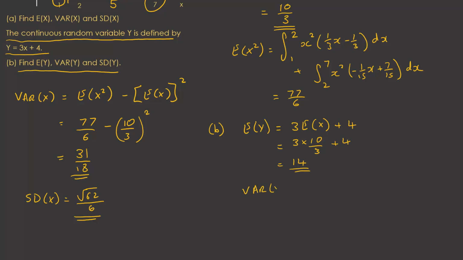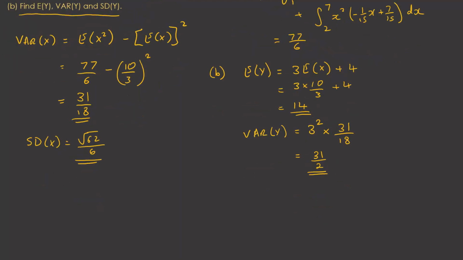The variance is only affected by the 3. And variance is a squared quantity, so that's going to be 3 squared times the variance of x, which is 31 over 18. So that's going to give me 31 over 2. And then finally, the standard deviation of y is just going to be 3 times root 62 over 6, which is root 62 over 2.